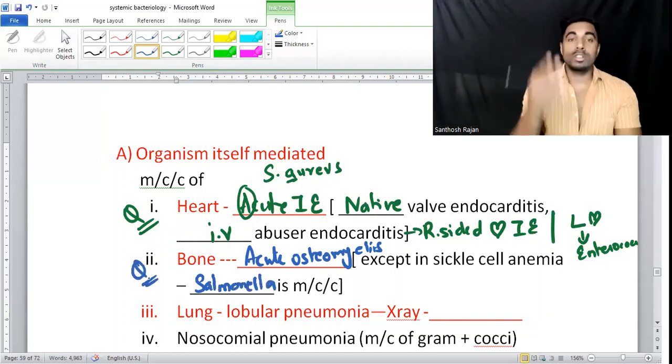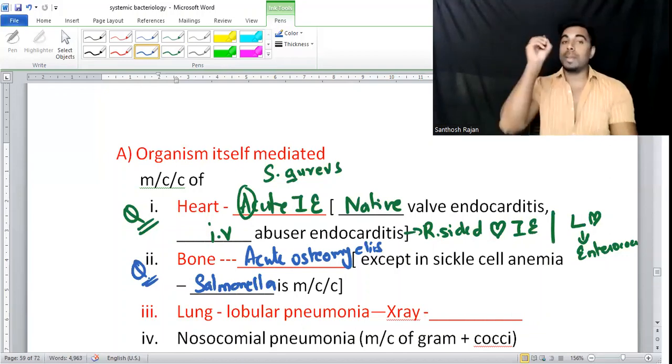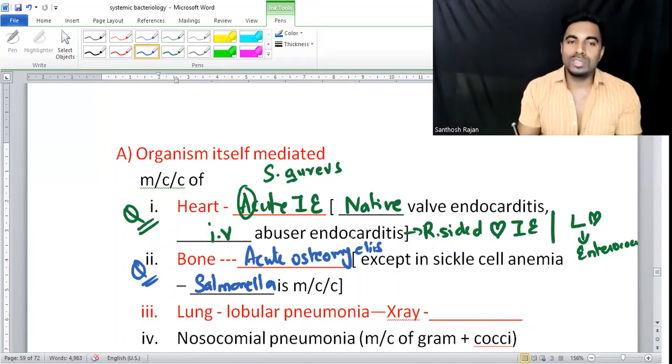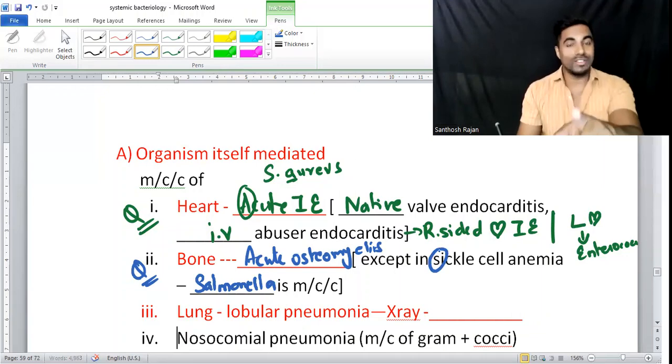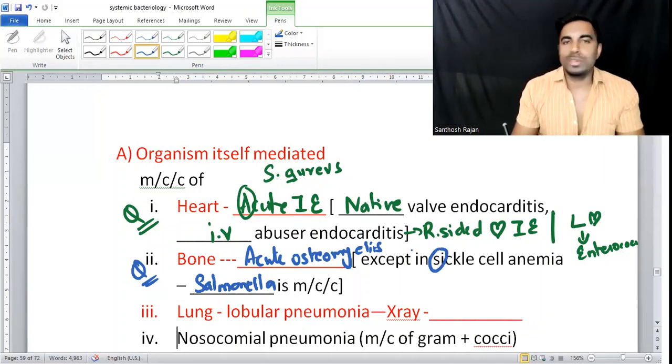Your Salmonella typhi causes typhoid fever, but not only typhoid fever. If the patient has sickle cell anemia, S for sickle, S for Salmonella, not Staphylococcus. Here is the exception. Sickle cell anemia, Salmonella is the most common cause.